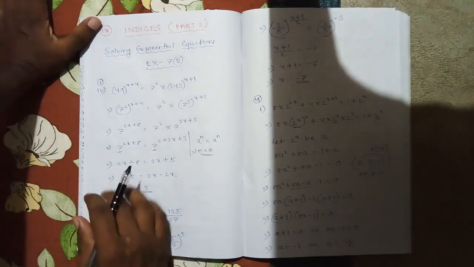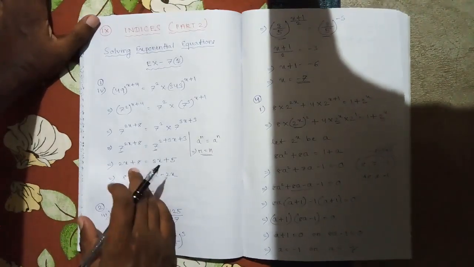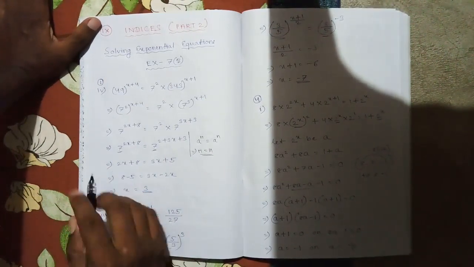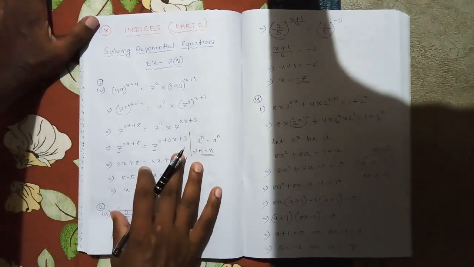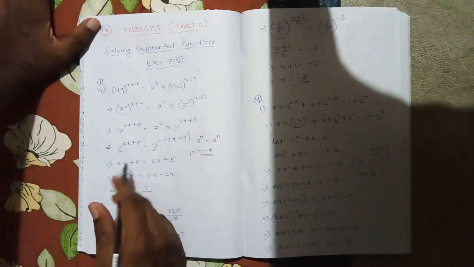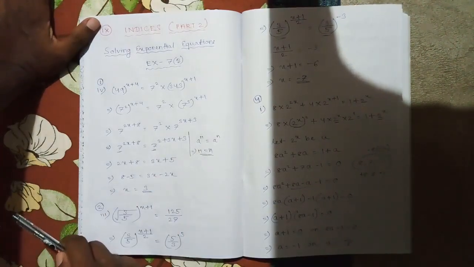In part 1 I have already explained the concepts of indices, and also I solved some problems of exercise 7a. In this part we will be solving exponential equations, exercise 7b. You can use your book for reference.